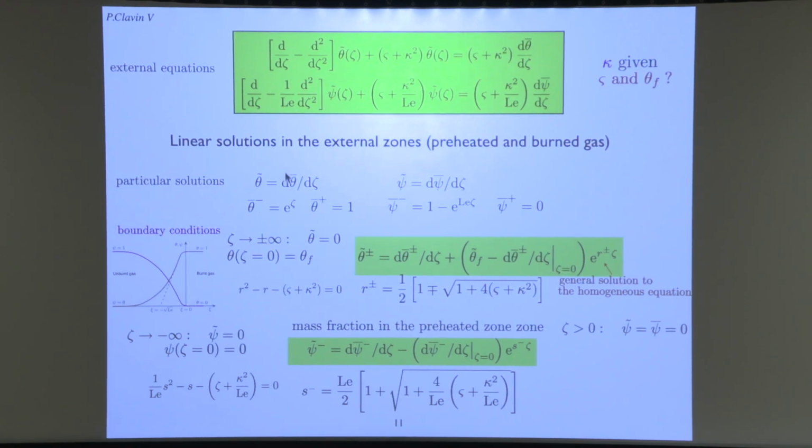Now, it's very clear to find that you have a particular solution of this problem, which is given by the gradient of the steady state. Why? You see, when you are in steady state, this is zero. This is zero. So you have this balanced by that, this balanced by that, okay?